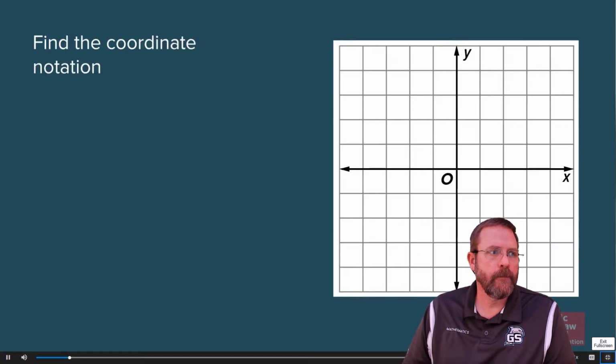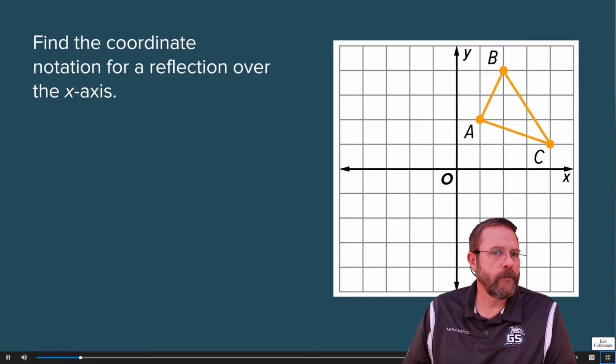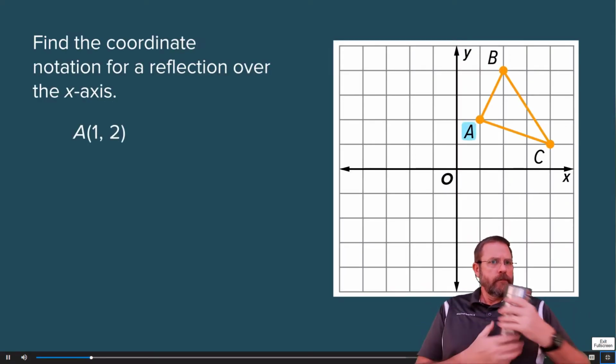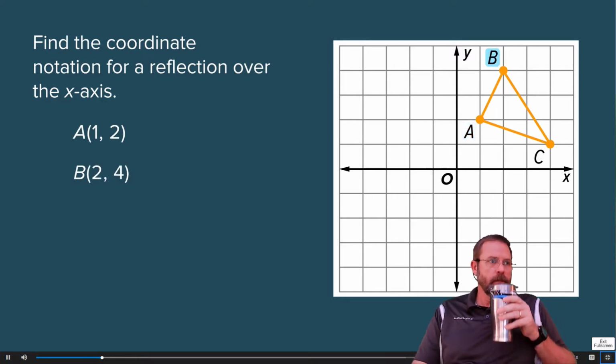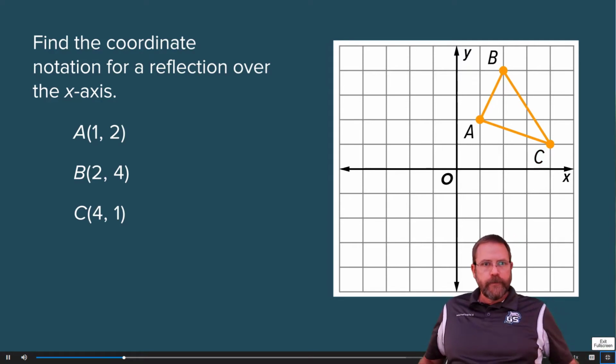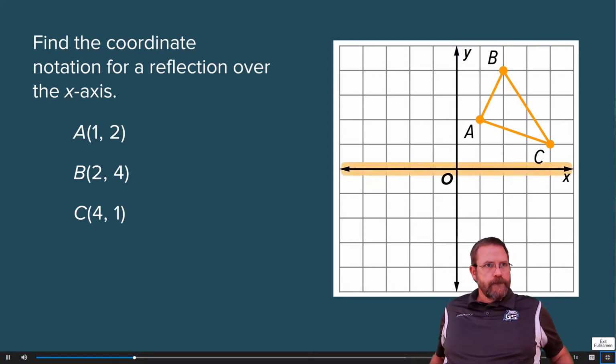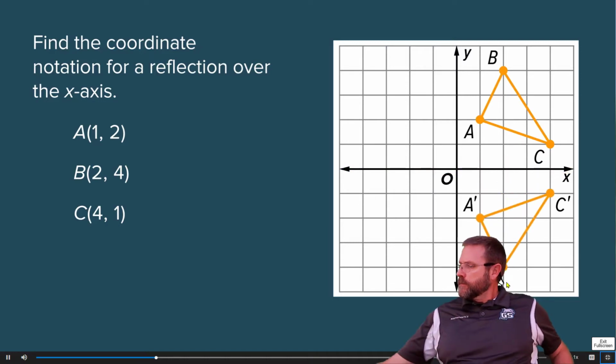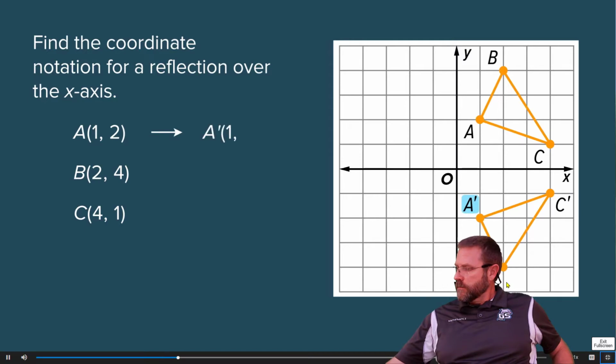The graph shows triangle ABC with vertices A (1, 2), B (2, 4), and C (4, 1). To determine the coordinate notation for a reflection across the x-axis, examine the points of the preimage and its image. The reflected image has vertices A' (1, -2), B' (2, -4), and C' (4, -1).